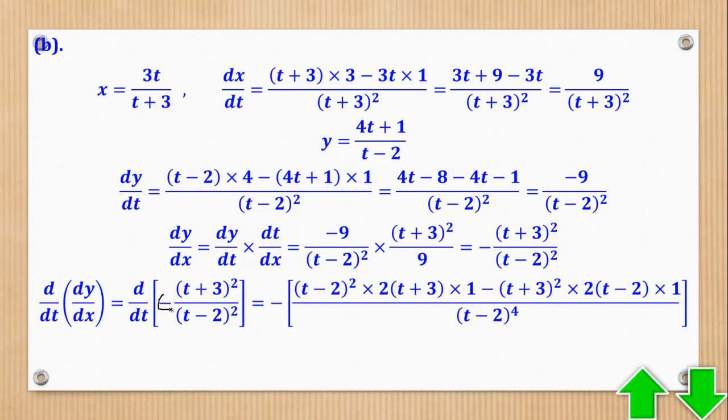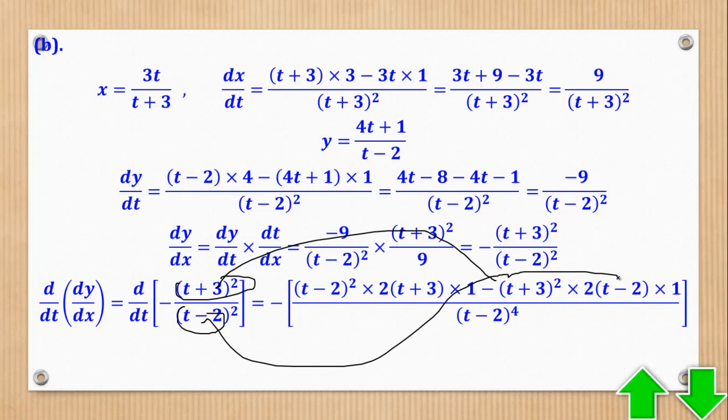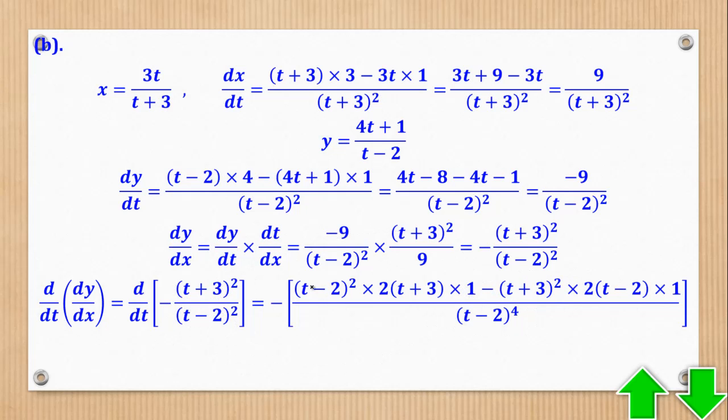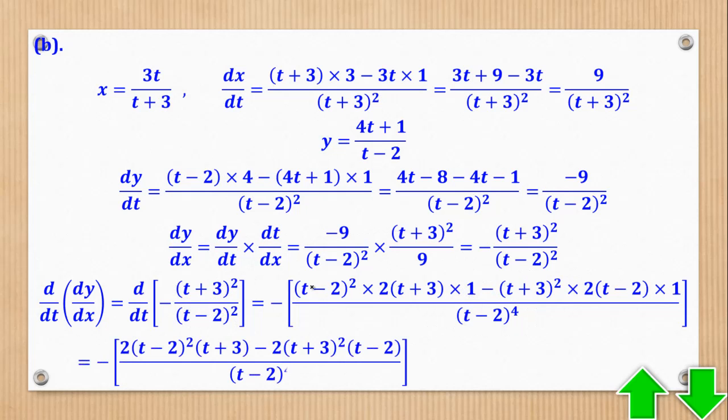What I'm going to do, for me I chose to first put the negative outside. Then I put a very big bracket of differentiating only this positive part. So I'll still use quotient formula, keep this constant, then differentiate the numerator, minus, keep the numerator constant, differentiate the denominator, over the square of the denominator. So differentiated, next is to simplify.